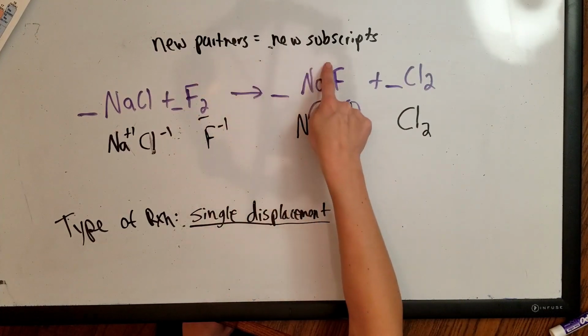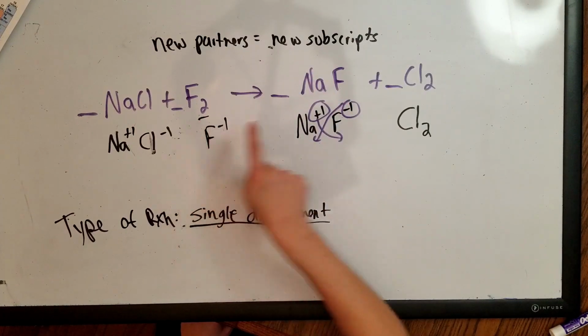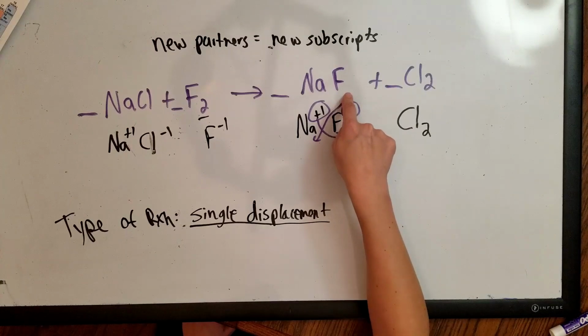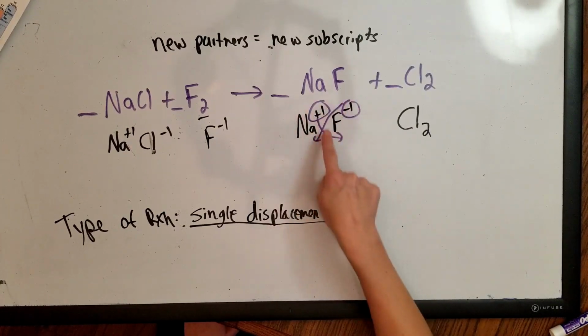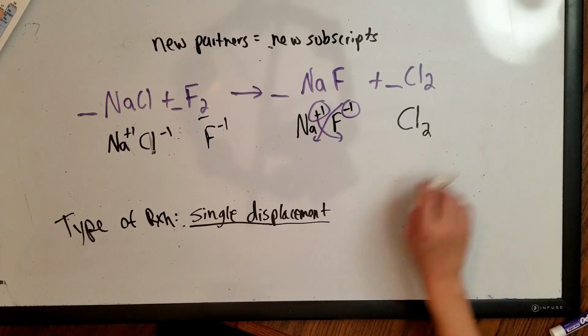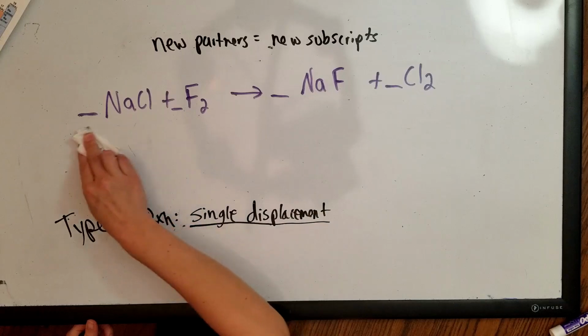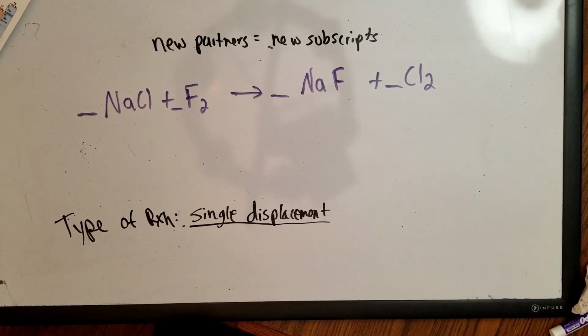Remember, new partners means new subscripts. Notice over here I had a subscript of 2 after fluorine. Over here I don't have a subscript of 2 after fluorine. You need to do the charges to figure out what the subscripts are going to be. And this was a single displacement reaction, just like the last one. Let's balance this guy.